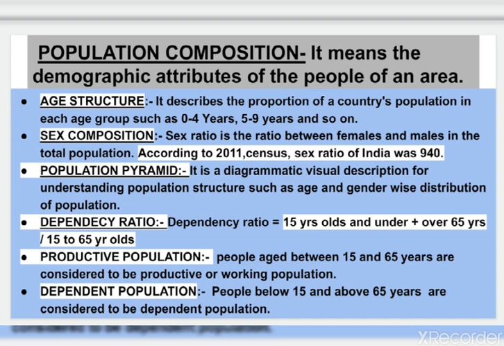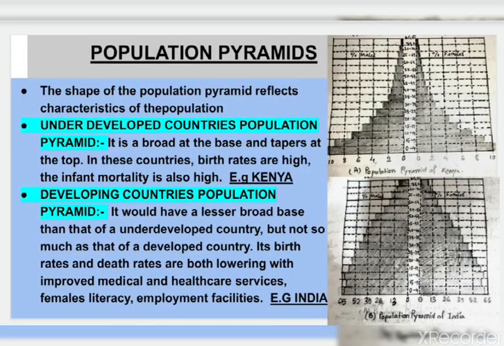So there are two main components in dependency ratio. One is productive population, another one is dependent population. So first is the productive population. Here people aged between 15 to 65 years are considered to be productive or working population, and dependent population, people below 15 and above 65 are considered to be dependent population. They depend on others for living. Okay, that is dependent population. By studying these two components, we can easily find out the dependency ratio of an area. That formula I have already mentioned.